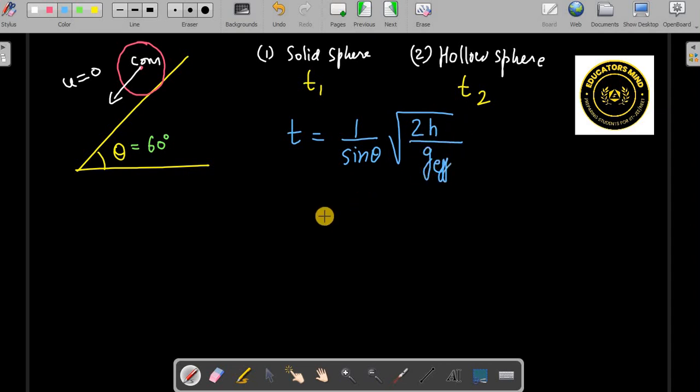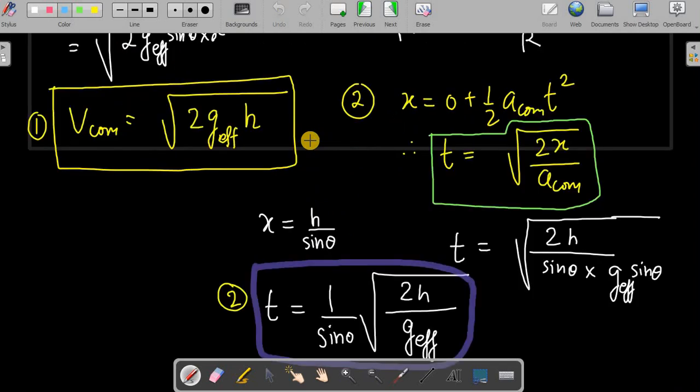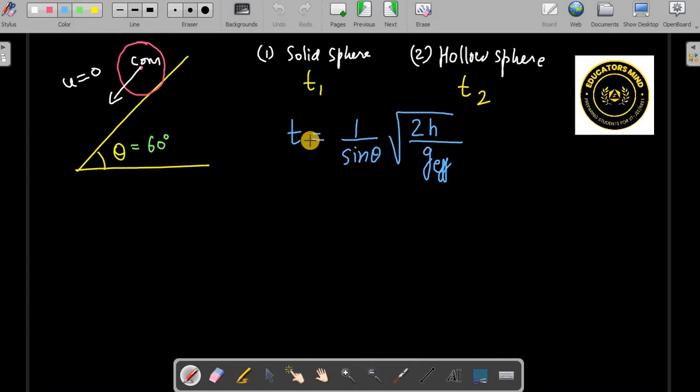effective here, correct? That's what sin theta g effective. Okay, so sin theta is constant, so height is also same. Let us say they are dropping from same height. So time is inversely proportional to root of g effective.